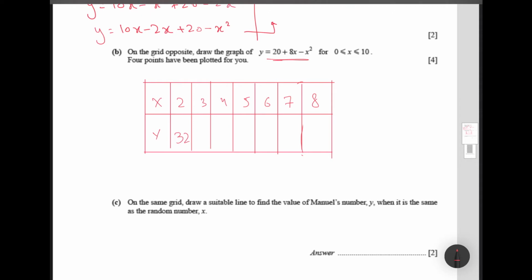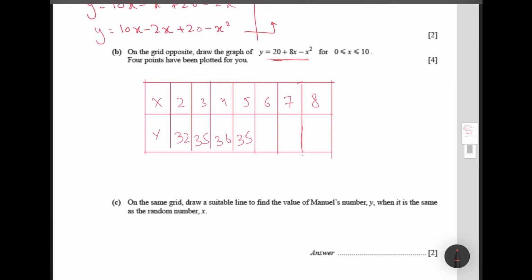Let's plug in 3. So you do 20 plus 8 times 3, which is 24. So it becomes 44 minus 3 square, which is 9. 44 minus 9 gives us 35. Then we do 20 plus 8 times 4, which is 32, gives us 52. 52 minus 4 square, which is 16, gives us 36. Then we have 5. 5 times 8 is 40. So 40 plus 20 is 60. 60 minus 25 gives us 35.